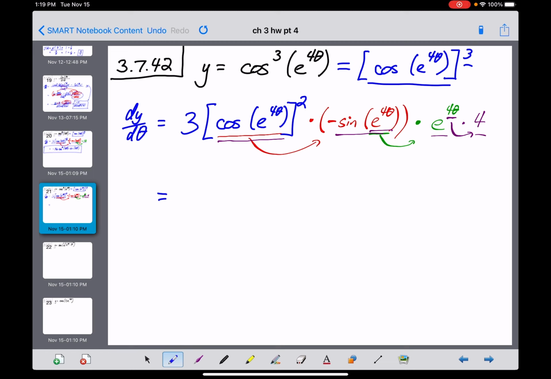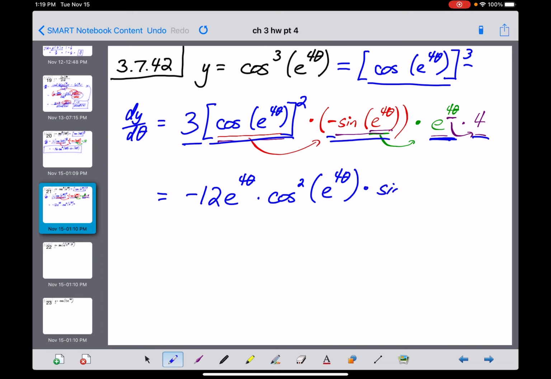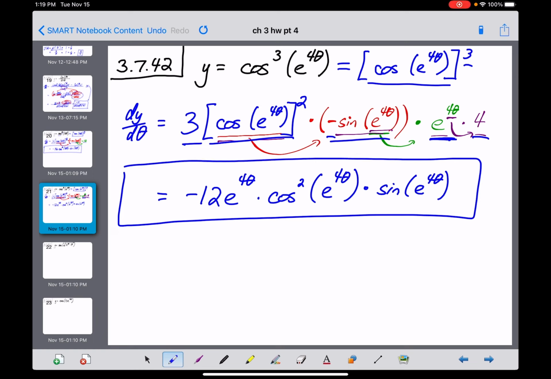What can we do to simplify all this? I see a 3 times a 4, and then there's a negative right there, so I believe we're going to have a negative 12 out in front. Then I would probably put this factor here next, e to the 4th theta, got it? And then I think I would go right here, so that's now going to be times the cosine squared of the same angle, e to the 4th theta, multiplied by sine of e to the 4th theta as well. That is pretty messy, guys, but I don't think there's any way to simplify that beyond what we have right here, so I think that's where we're going to leave our answer at that spot right there. Okay, so that's number 42.